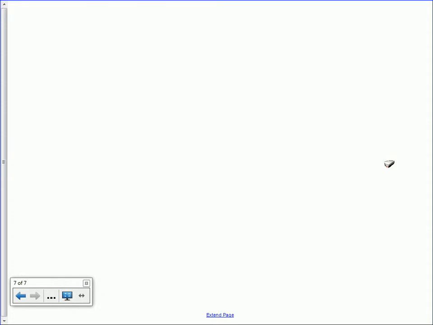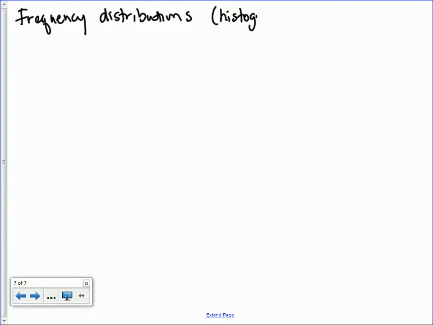Okay, good morning. What we're going to talk about today are frequency distributions. Some textbooks call them histograms. It depends a little bit on what textbook you're using. I teach out of several, so I'm just interchanging the vocabulary for us. And really with frequency distributions, I'd say there's two general types.